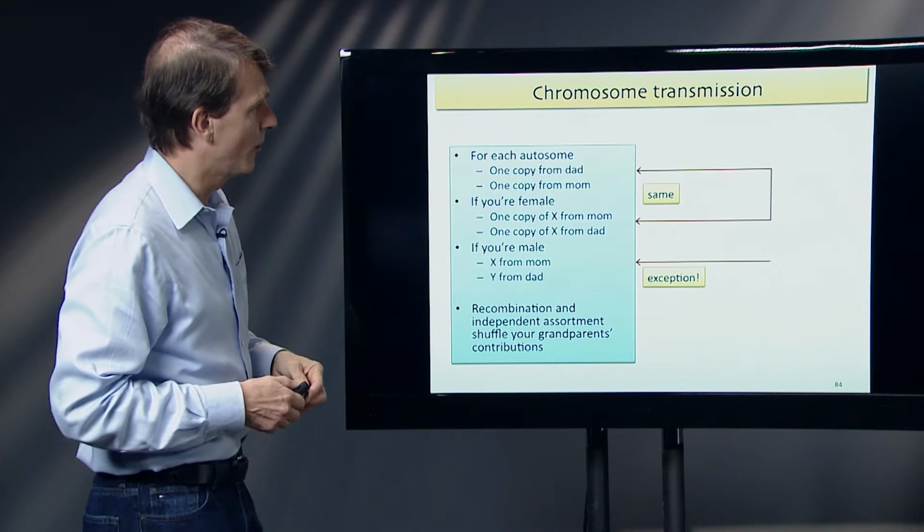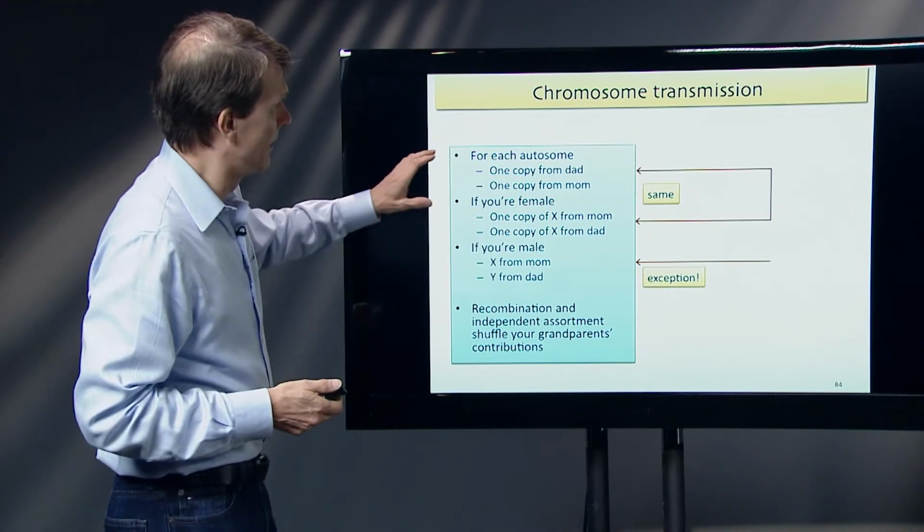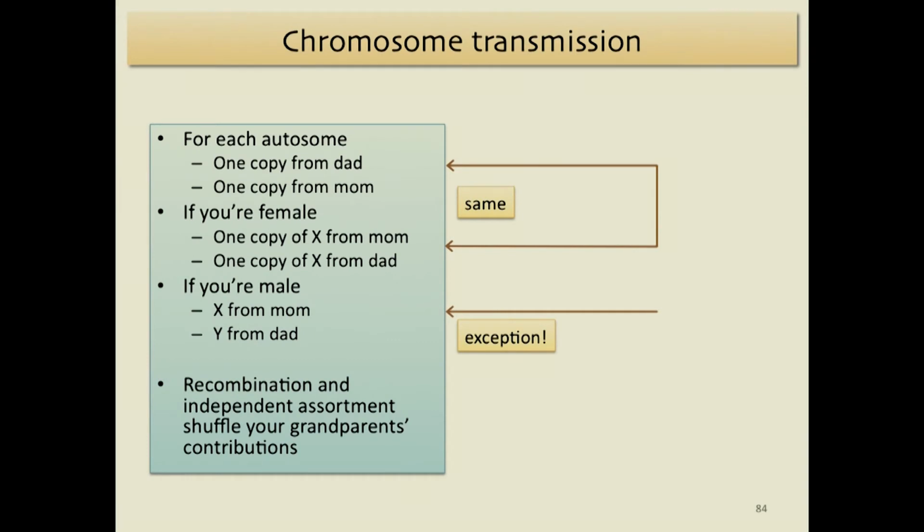So, chromosome transmission, summary. For each autosome, you have one copy from dad and one copy from mom. If you're female, you have a copy of the X from mom and a copy of the X from dad. So basically, in the female, the X chromosome behaves like an autosome. If you are male, then of course your Y comes from dad by definition, right? Dad wasn't female, dad was male, and therefore he had a Y. So the Y always comes from dad, which means that your X always comes from mom if you're male, okay? That gives rise to some very interesting genetics later on. So that's the exception.